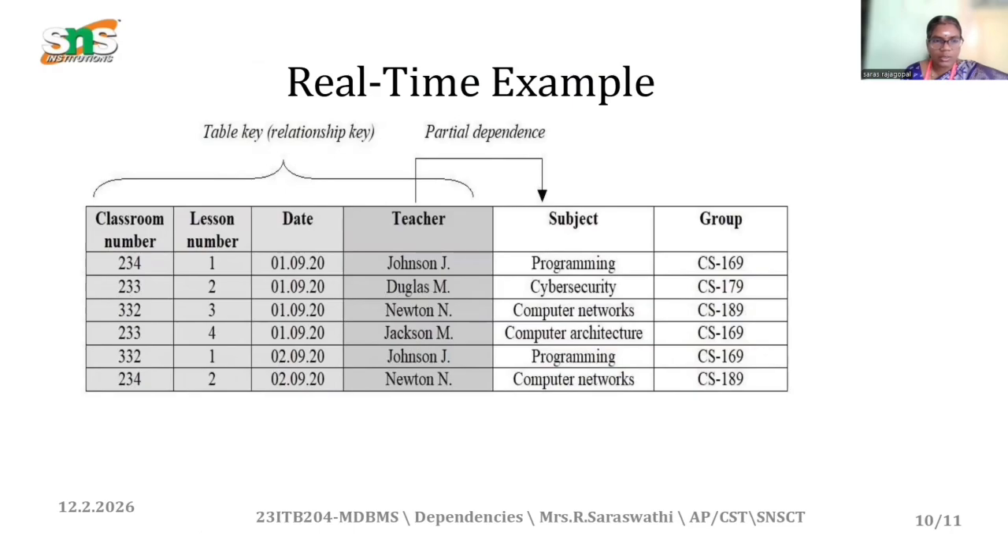The table has the classroom number, lesson number, date, teacher, subject and group. This is a student table. In this table, teacher and subject form a partial dependency. That is, more than one teacher can teach a subject, and there can be more than one subject or a single subject, etc.